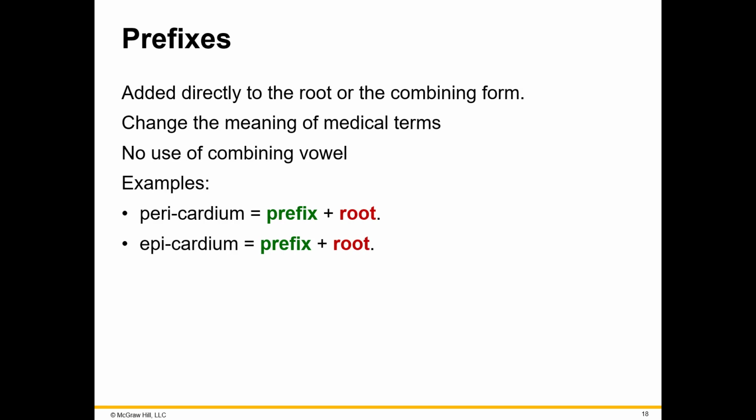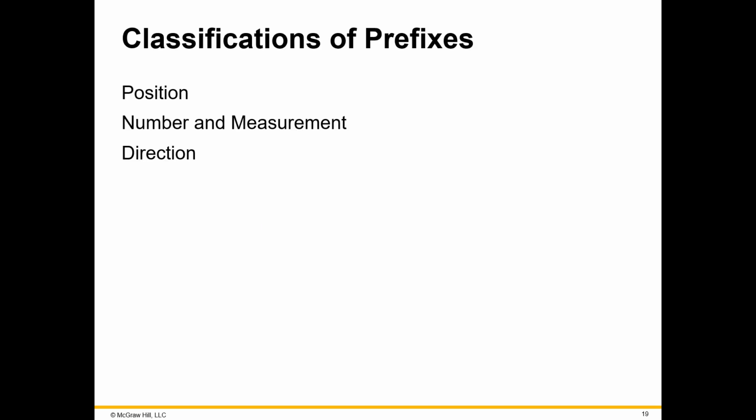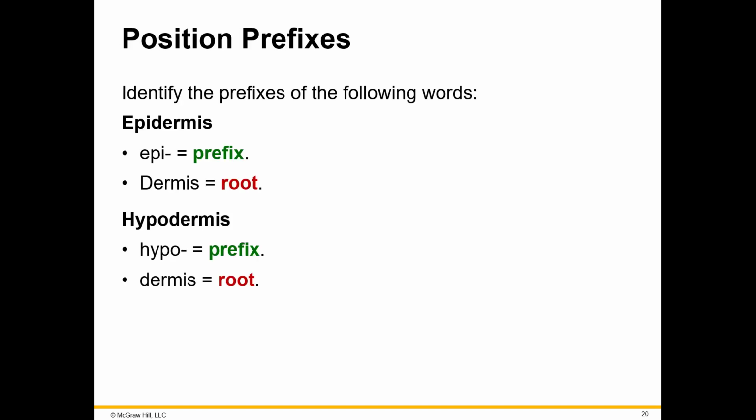So, again, to cover prefixes, they are found at the beginning of a medical term. A prefix never requires the use of a combining vowel. For example, pericardium and epicardium do not require the use of a combining vowel. A prefix is followed by a word root. All right, classifications of prefixes. They can mean a position, a number and measurement, or a direction. And we're going to take a look at a bit of those.